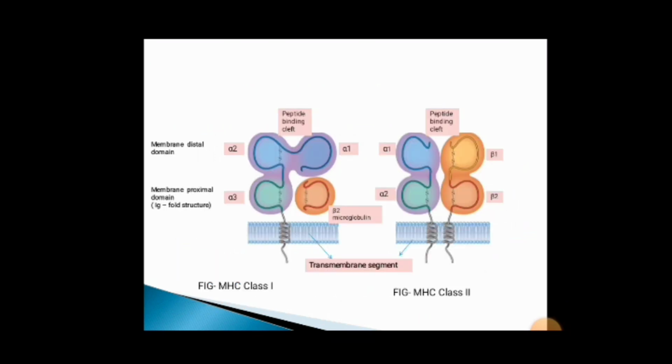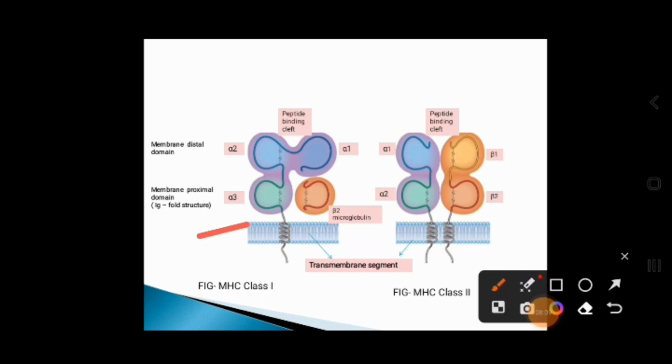Now, we will discuss the structural differences between MHC I and MHC II. This is the structure of MHC I and this is MHC II. Look at this: MHC I and MHC II both consist of alpha and beta chains. But in MHC I molecules, the alpha chain is quite long compared to MHC II molecules. The alpha chain in MHC I consists of alpha 1, alpha 2 and alpha 3 domains, whereas the MHC II molecules contain alpha 1 and alpha 2 domains.